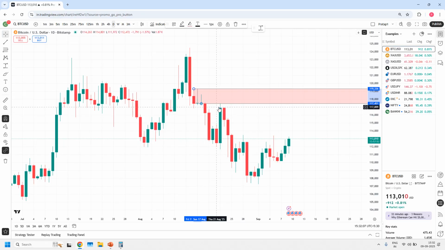Just imagine what would have happened a little below the type 2 proximal. This is the type 2 proximal, that is the lowest wick of the base candles. If the prices had reversed just a little below, you would have missed a very good trade. But this is the ideal scenario. Many times people use the type 2 proximal.